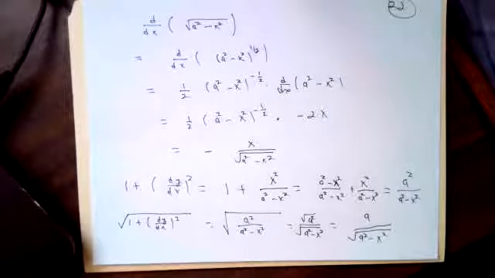To combine this into a single fraction, I'm going to write the 1 as a squared minus x squared over a squared minus x squared, so that the denominator of that fraction is the same as the denominator of the other fraction. When you add these two together, upstairs, the x squared cancels out, and you're left with a squared over a squared minus x squared.